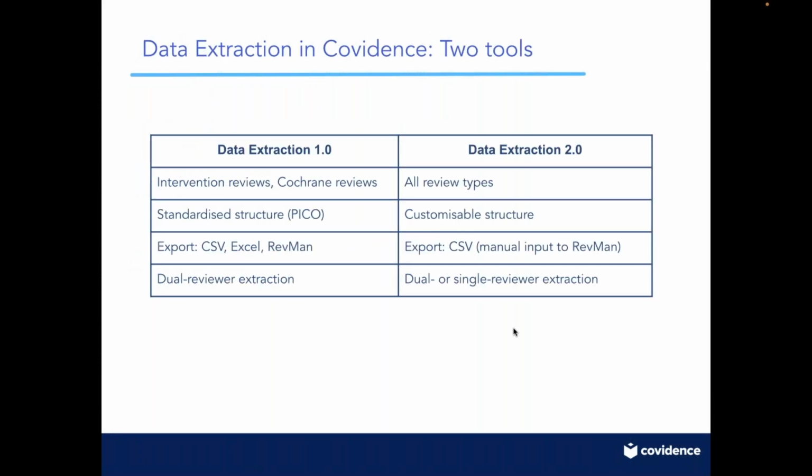Okay, so that is an outline of the task of data extraction. In Covidence, there are 2 separate tools that can help you to do it. We've got data extraction 1 and data extraction 2, so I'm showing those now in this table. Really, to summarize the differences, the main one is the way in which the form is structured. And I'll show you what I mean by that in the next couple of slides.